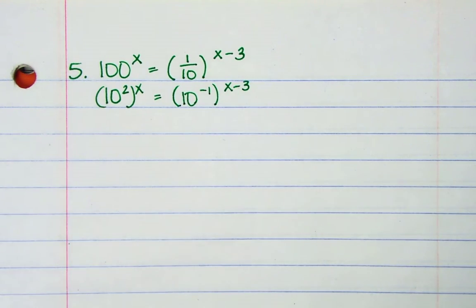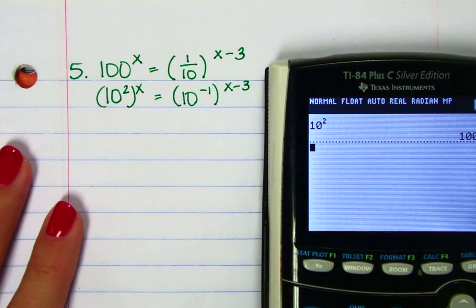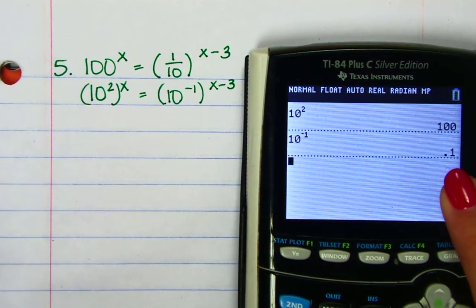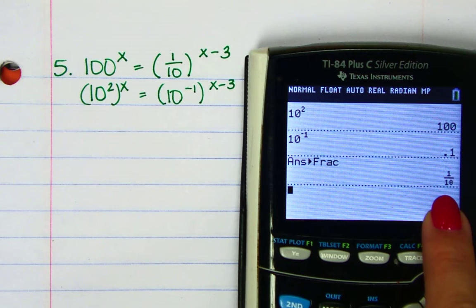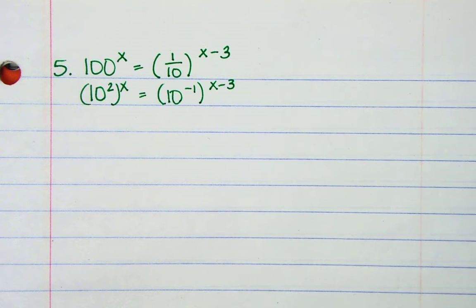And again, if you think you know, you can always check it here. 10 squared, 100. Okay, 10 to the negative 1 gives me a decimal, but remember, use math frac, and there you go, 1 over 10. So you can always use the calculator to try to figure it out if you're not totally sure.